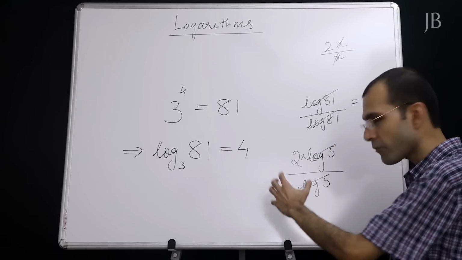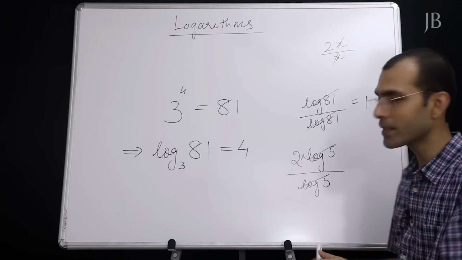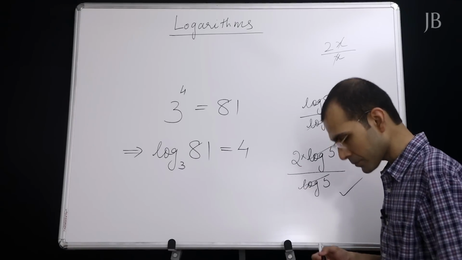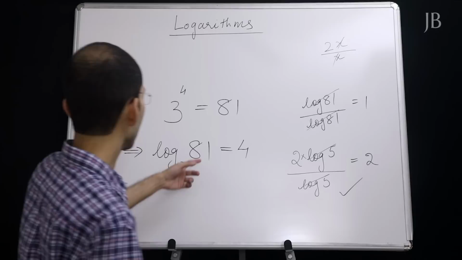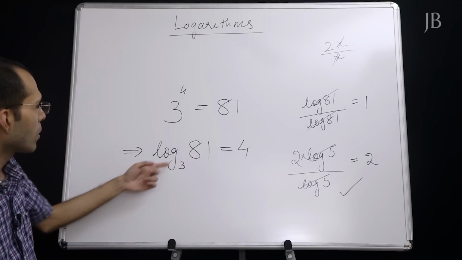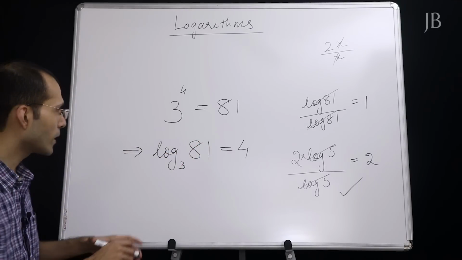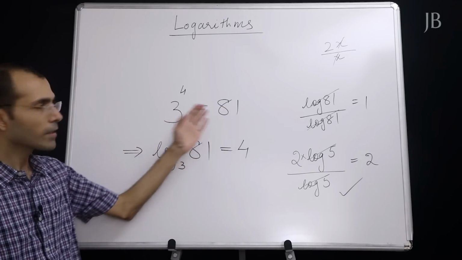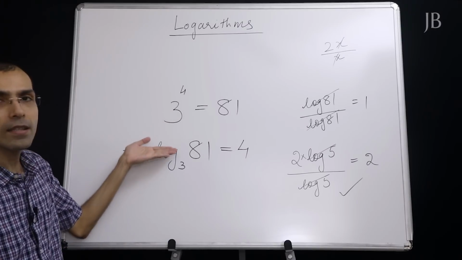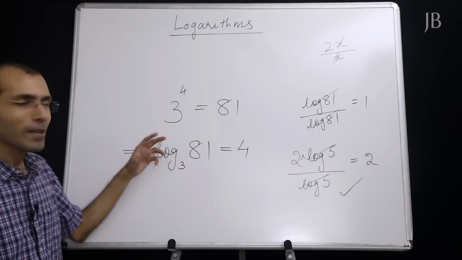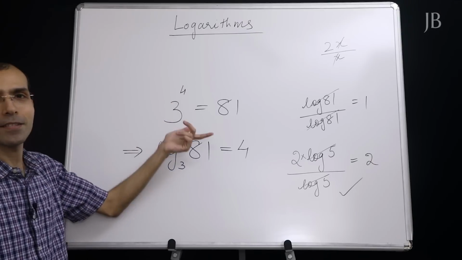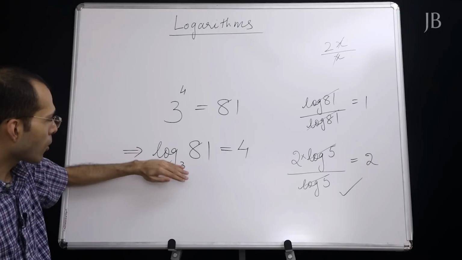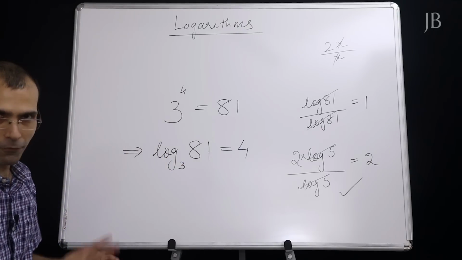So log phi as a single entity will get cancelled and the answer would be 2. This is correct. Okay. Now coming back to this, which I had explained to you: log 81 to the base 3 is 4, this you understood. This is called the exponent form. There are no logs here, and this is called the log form. Both are equivalent, interchangeable. From exponential form you can go to log form, and from log form you can go to exponential form.